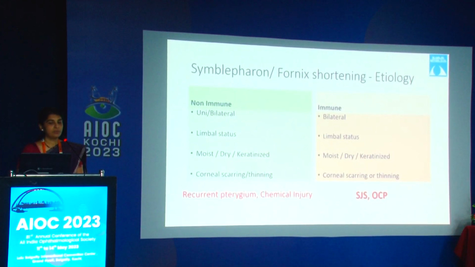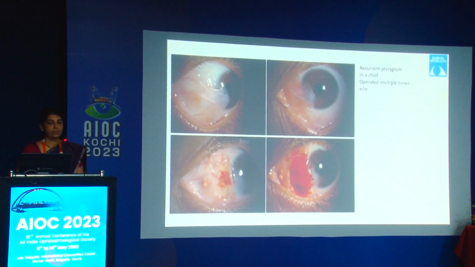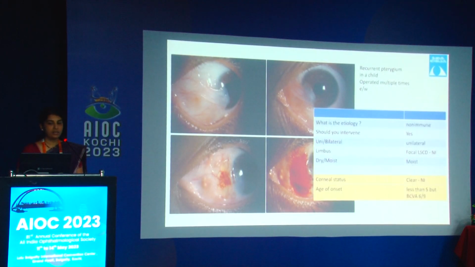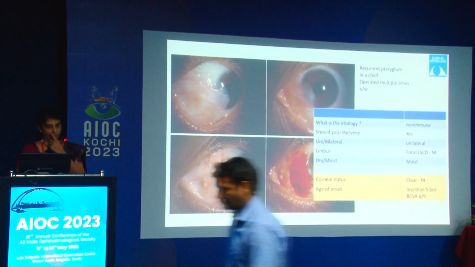So when you look at symblepharon or fornix shortening, the most common etiologies that one comes across under the non-immune category are recurrent pterygium or chemical injuries, and under the immune category are Stevens-Johnson syndrome or ocular cicatricial pemphigoid. So when we look at a child like this who presents with a recurrent pterygium in one eye, operated multiple times elsewhere, the questions that we need to ask ourselves are these, and this is what will follow through every case scenario that I will go through subsequently.